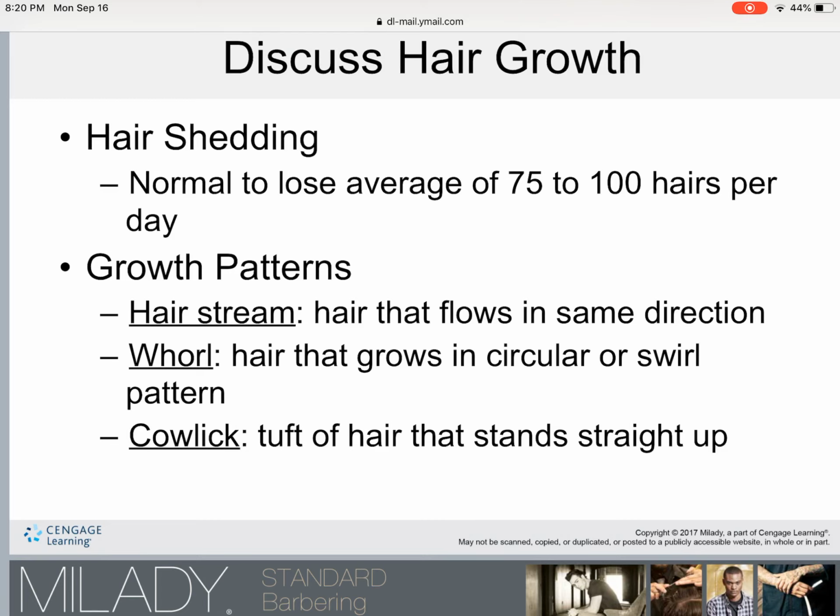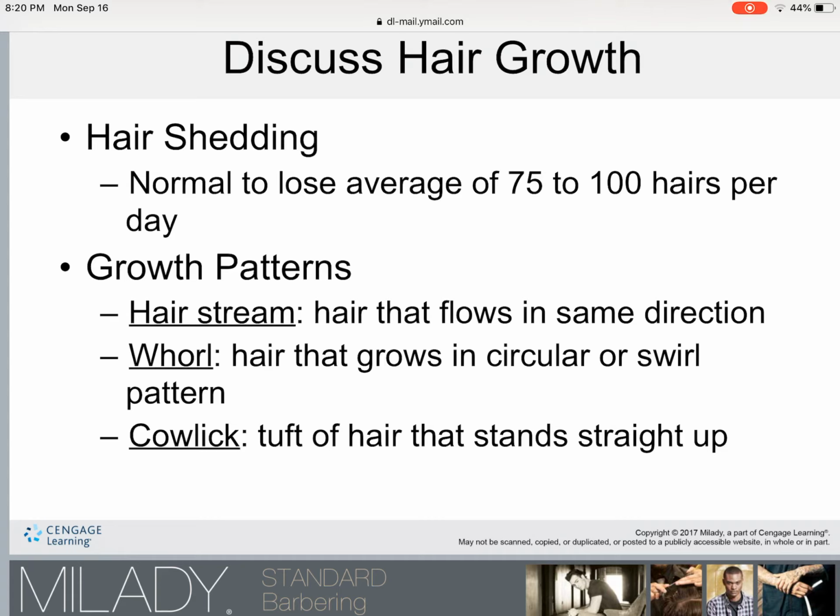Okay, a whorl. What is a whorl? A whorl is hair that grows in a circular or swirl pattern. Whorls are most often seen at the crown, but they can be anywhere. They can be at the front hairline, they could be at the crown, they could be in the middle of the head, they could be on the sides, they could be on the back. It's your job to analyze the hair and determine if you see it.